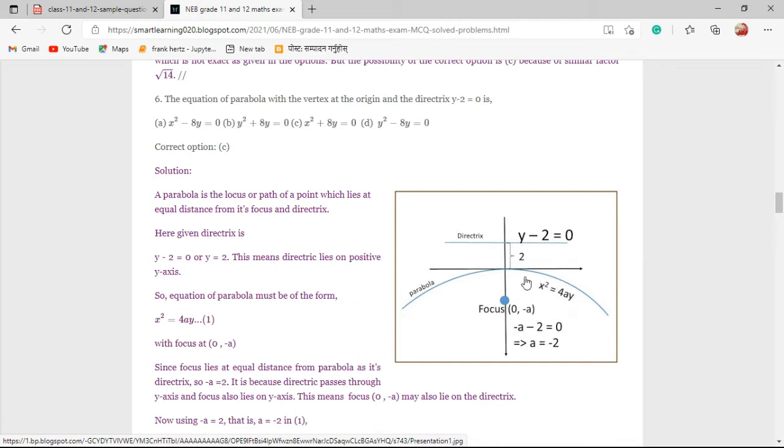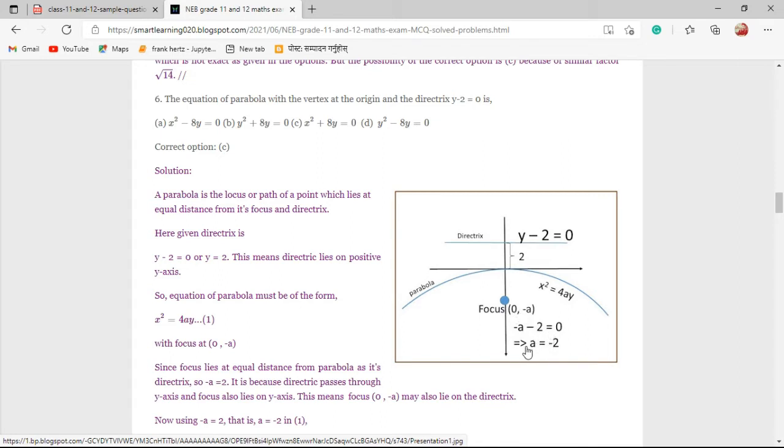We have to find the value of a. So what is a? A means the distance from the origin to the directrix or focus. So for this, a is 2 or y is equal to 2, and for this length, a is equal to, a is minus a because it is on the negative y-axis, so minus a is equal to 2.